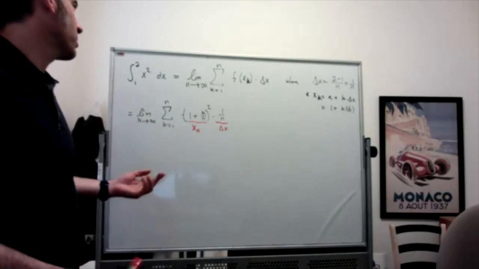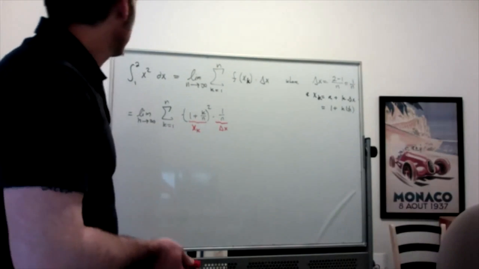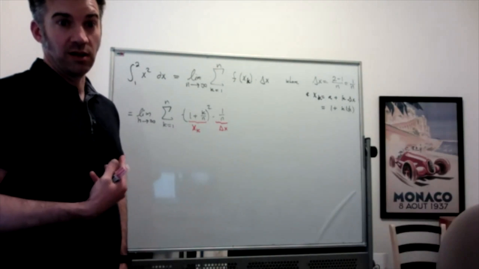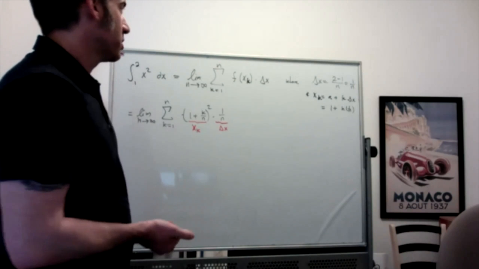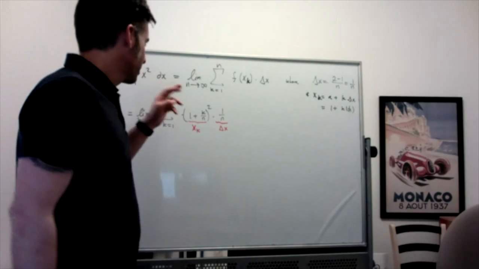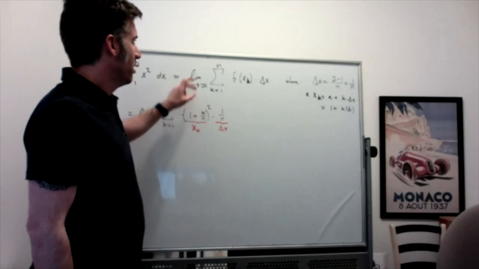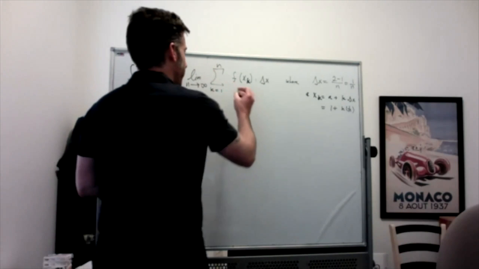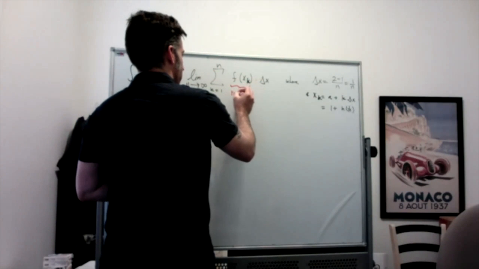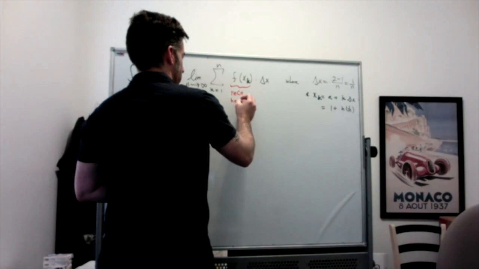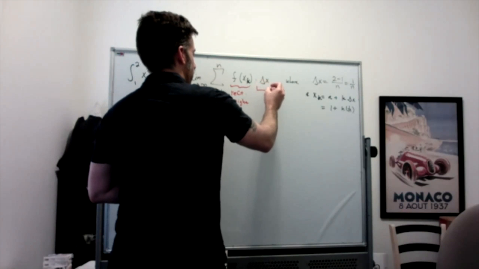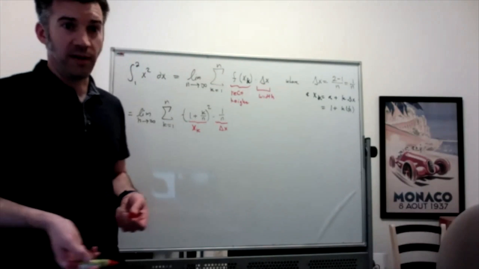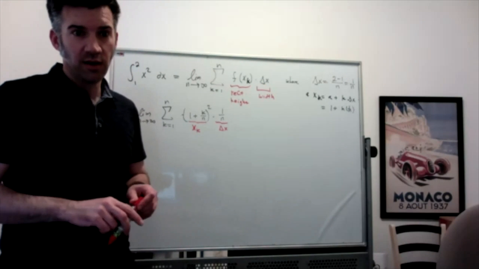So let's look at this first problem here. The integral from 1 to 2 of x squared dx, and they want us to find it using the limit definition of the integral. So I wrote out this. The limit as n goes to infinity of the sum from k equals 1 to n of the height of your rectangle times the width of your rectangle. Right? We're just adding up areas of rectangles and taking the limit.